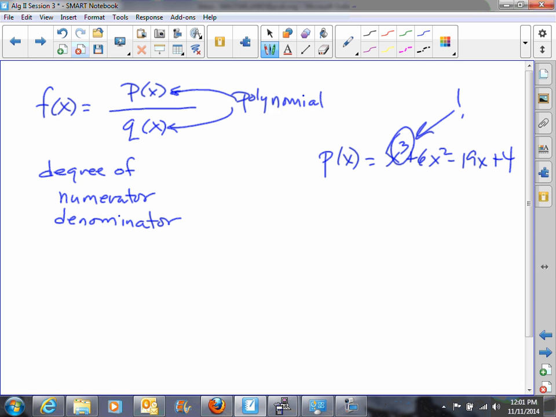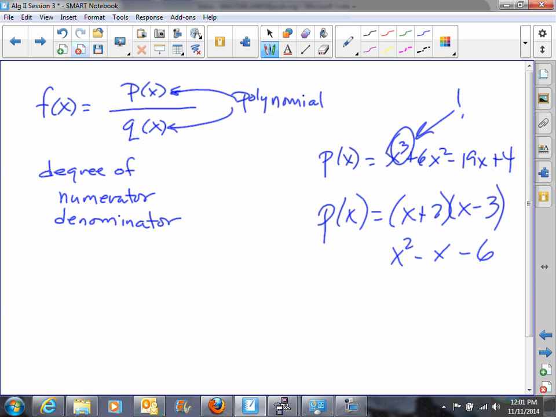All right. So now also, if p of x is equal to x plus 2 times x minus 3, realize that when you multiply those together, you would get x squared minus x minus 6. So the degree of this polynomial would be 2 in this case. And so if we were looking at something like this, we would still consider the degree of that polynomial to be 2.